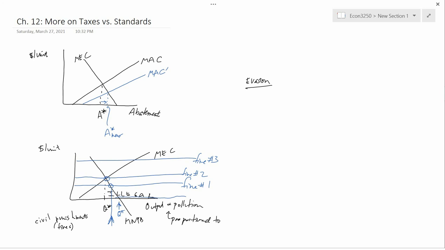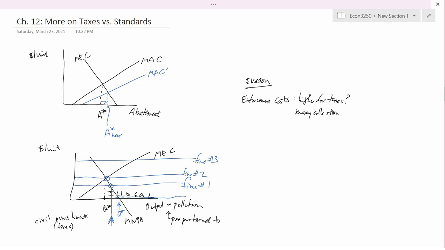Measurement might be more costly. I guess I should write that down. So that's enforcement costs. Enforcement costs might be higher for taxes because you have to measure more precisely. Also, with taxes, you need to collect money. And that brings with it its own set of problems. You have to track the money, you have to make sure that the money goes from the appropriate people to the appropriate people, and so forth. Whereas the standard doesn't involve money unless there are fines.